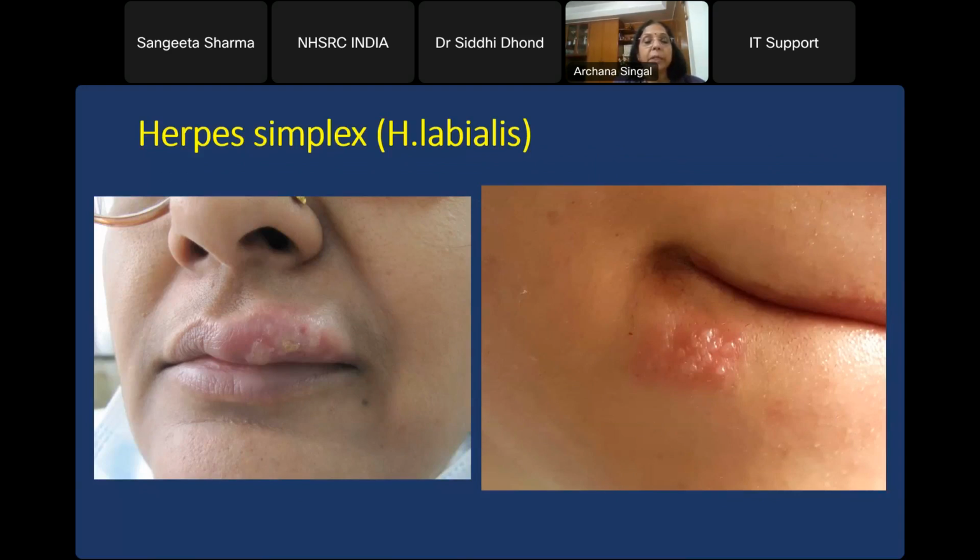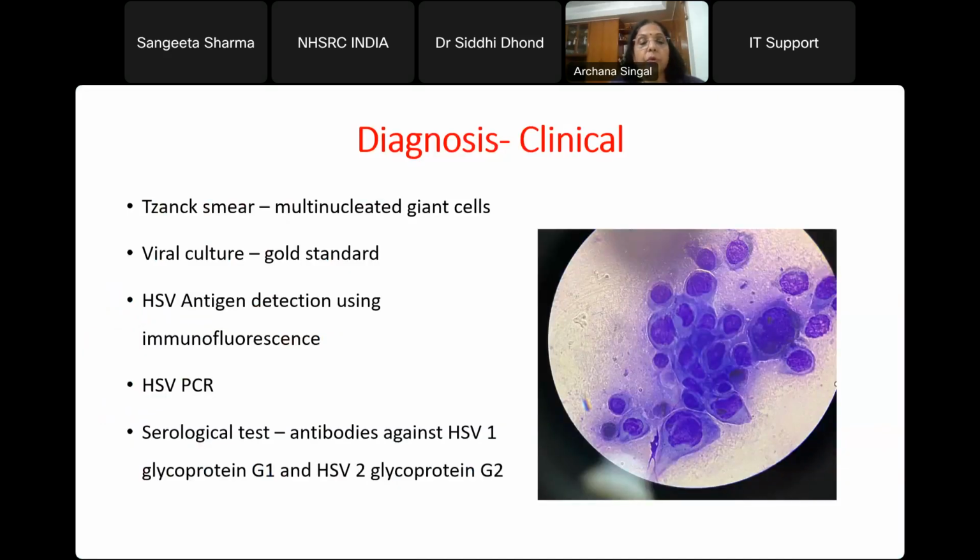You see, patients say that we ate someone's leftover food, but this is usually after going in the cold or after fever. That you get this closely set vesicular lesion which takes around 7 to 10 days to disappear. Next. So if you make a Tzanck smear, there are multinucleate giant cells. Next.